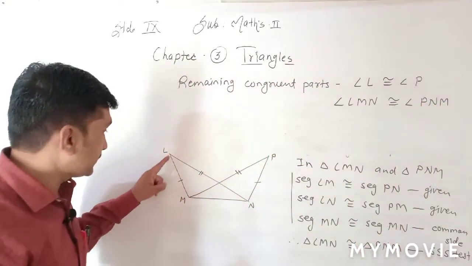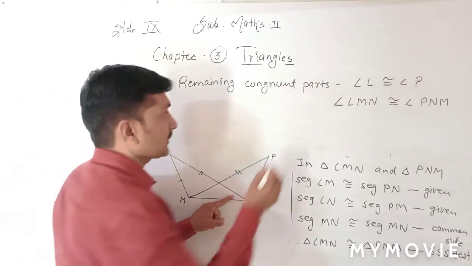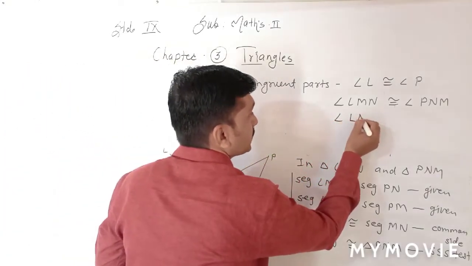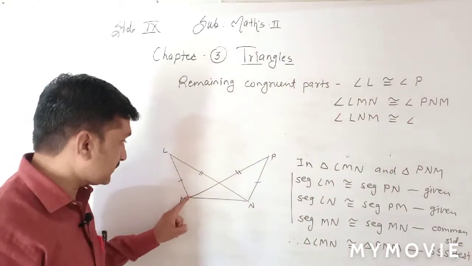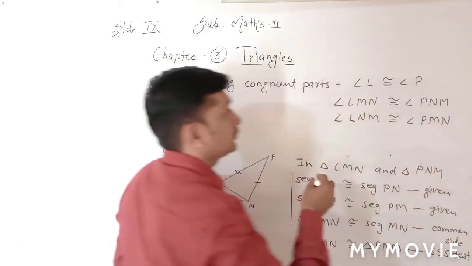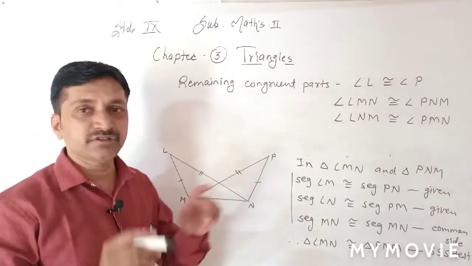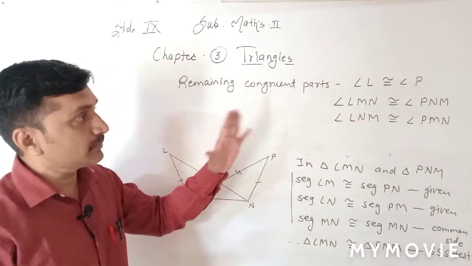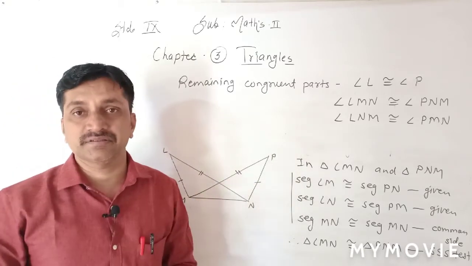And third, angle LNM is congruent with angle PMN. Here also you can write 3 letters, but at L and P there is no other angle, that's why we can write it by a single letter. In this way we wrote the remaining parts also.